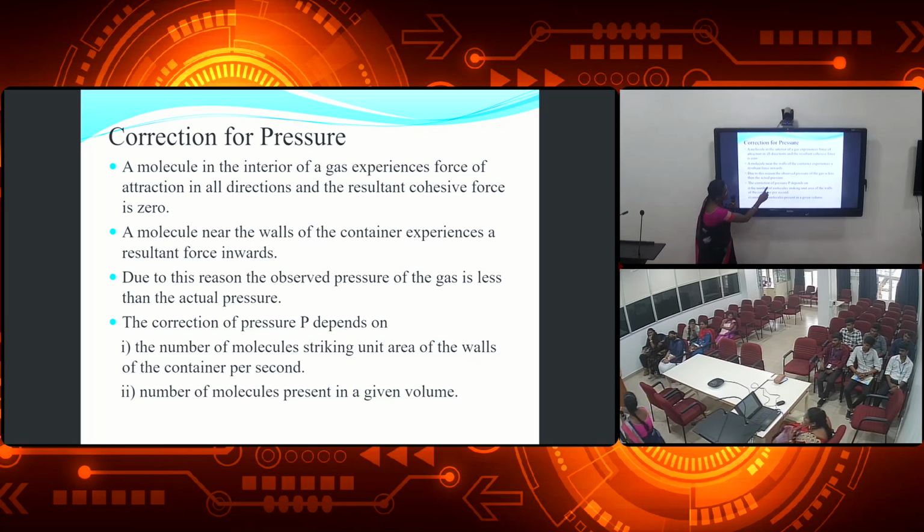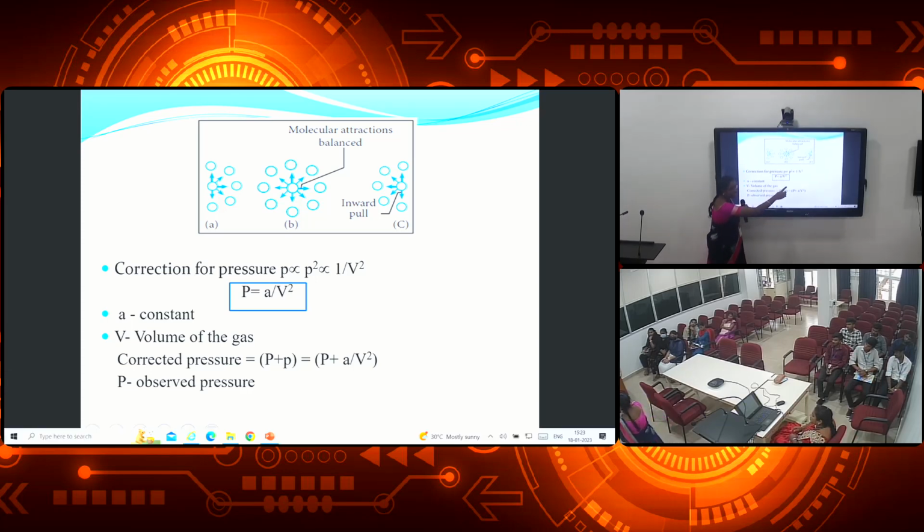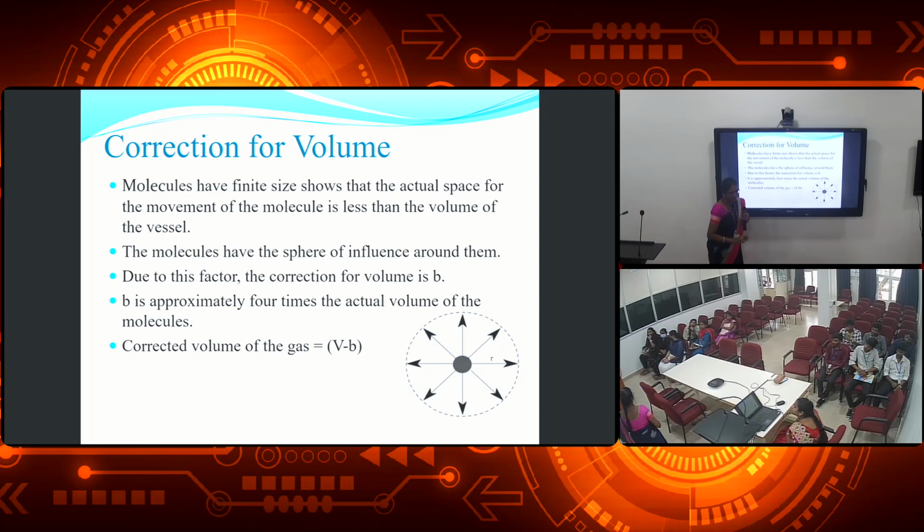What is the pressure correction? On what does it depend? It depends on the number of molecules striking the unit area of the walls of the container per second, and on how many molecules are present in the given volume of the container. The correction for pressure is directly proportional to the square of the density, that is, to the reciprocal of volume squared. When the volume increases, the pressure decreases; when the volume decreases, the pressure increases.